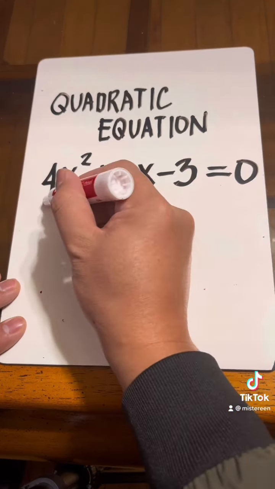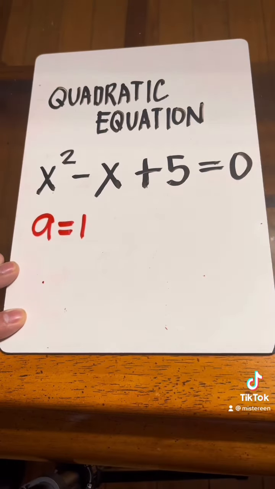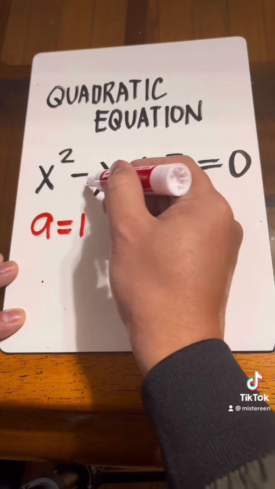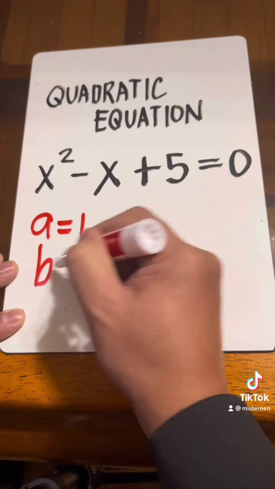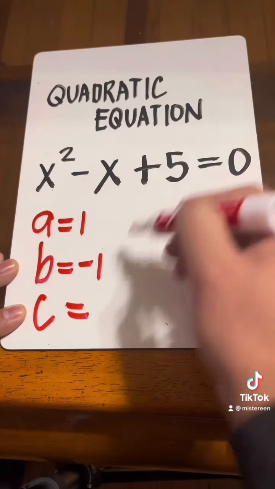Alright, in this equation, x squared minus x plus 5 is equal to 0. Again, this is a quadratic equation because the highest exponent is 2. The number in front of the x squared is your a, and you can see that there's an invisible 1. So a here is equal to 1. The number in front of the x is your b, that's negative 1. So b is negative 1. And then c is the constant. c is positive 5.